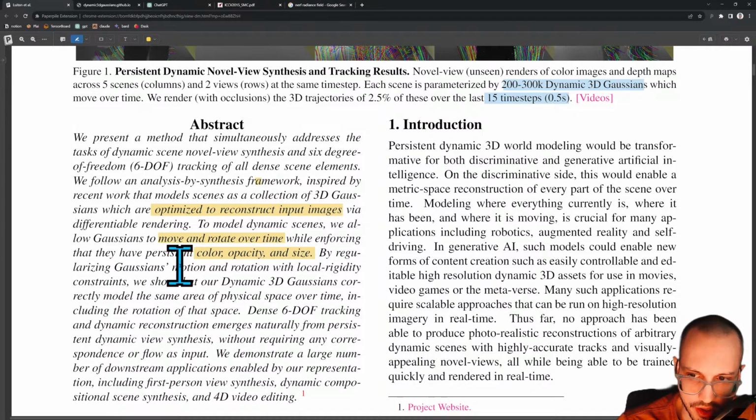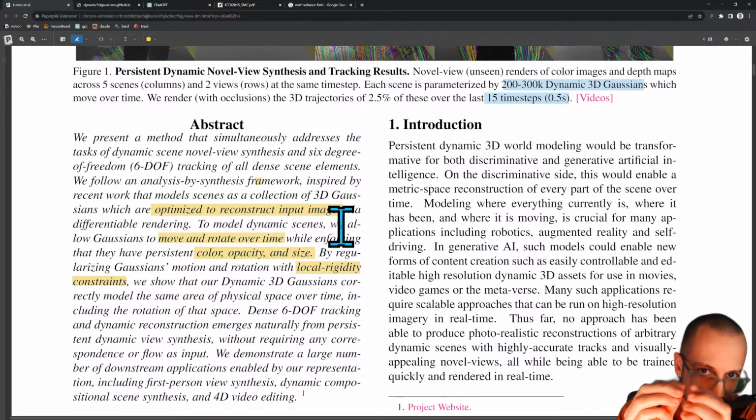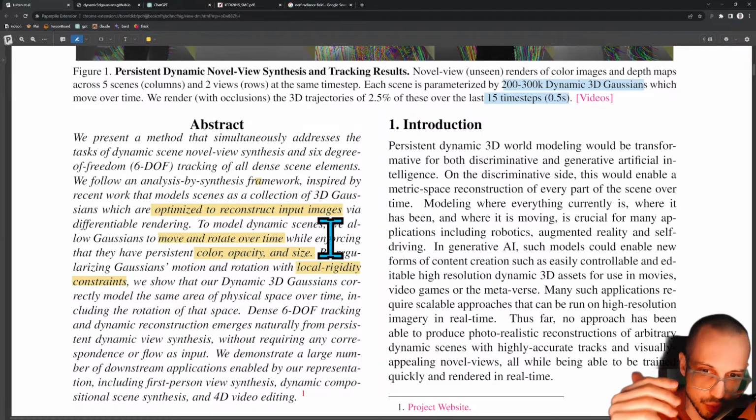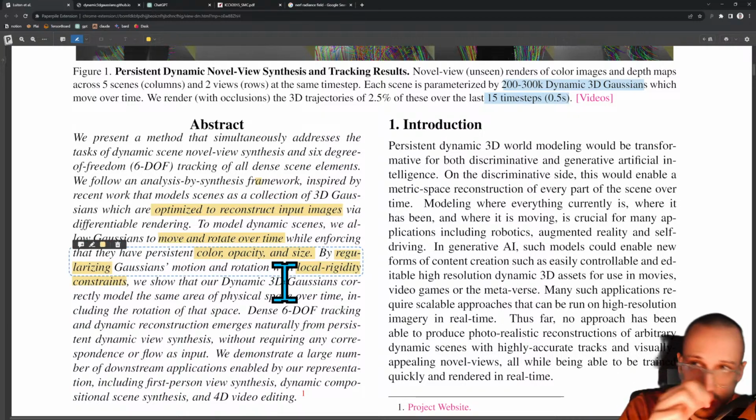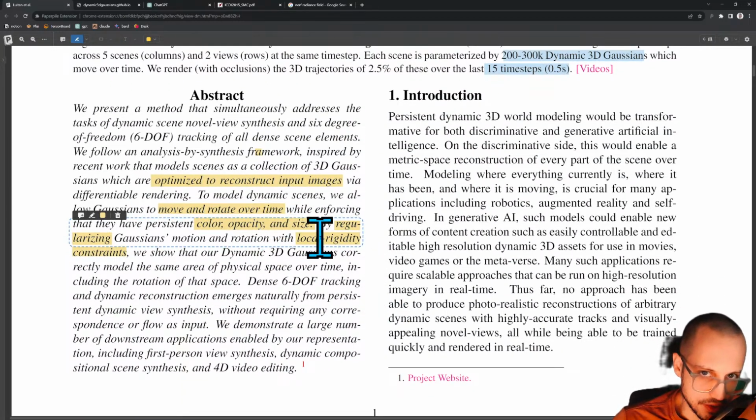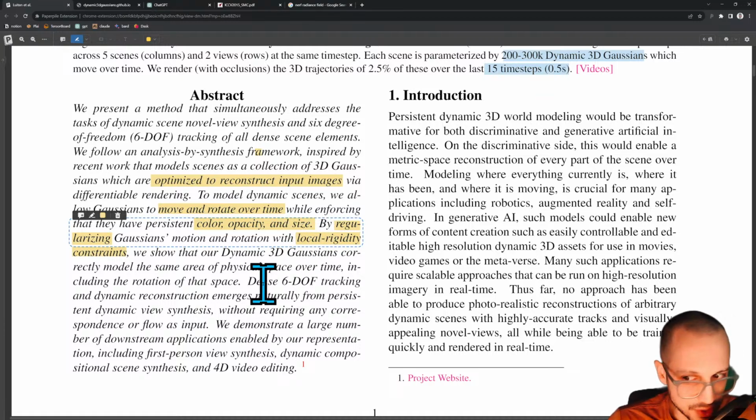By regularizing Gaussians' motion and rotation with the local rigidity constraints, okay, so they're going to be using local rigidity constraints, locally rigid, so whatever little Gaussians are all together in one place, they have some constraint in this optimization process, right? Some regularization to this optimization that is going to force them to be locally rigid. This probably makes it work, but right off the bat, you know that there's going to be situations where you don't have local rigidity constraints, right?